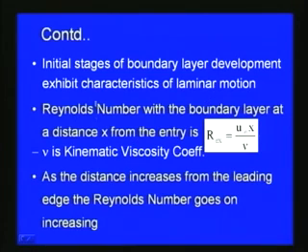If we define the Reynolds number with the boundary layer at a distance x as Re_x equal to u infinity times x by nu, where u infinity is the free stream velocity, x is the distance we consider here, and nu is the kinematic viscosity coefficient, then we can say the boundary layer keeps on growing. If you plot the boundary layer at different locations, you can see it as in the earlier figure.